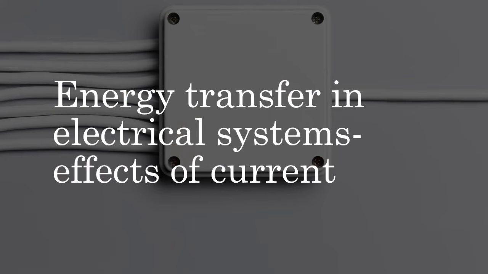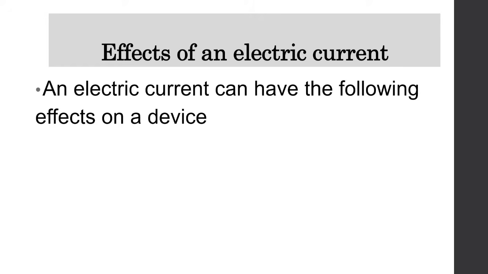Today's lesson will be about the effects of a current. In this section, we will be looking at the energy transfer that occurs in electrical systems, focusing specifically on what effect a current will have on certain devices. We are going to look at what the effects are of an electric current. So, an electric current can have the following effects on a device.